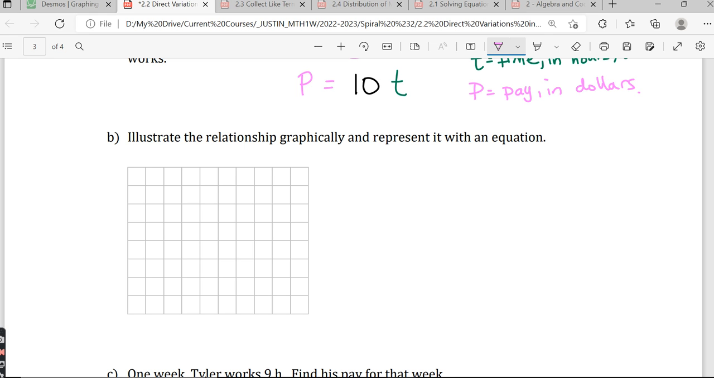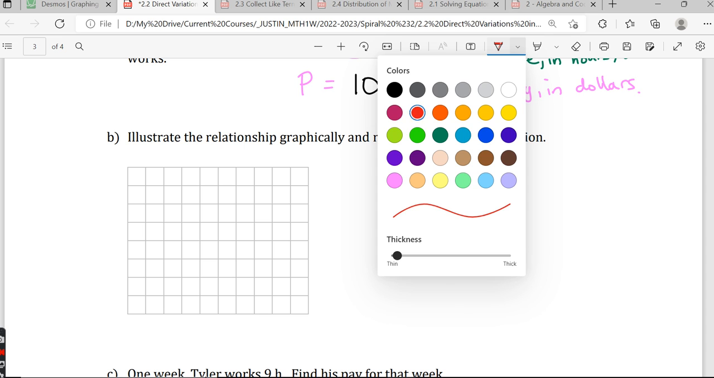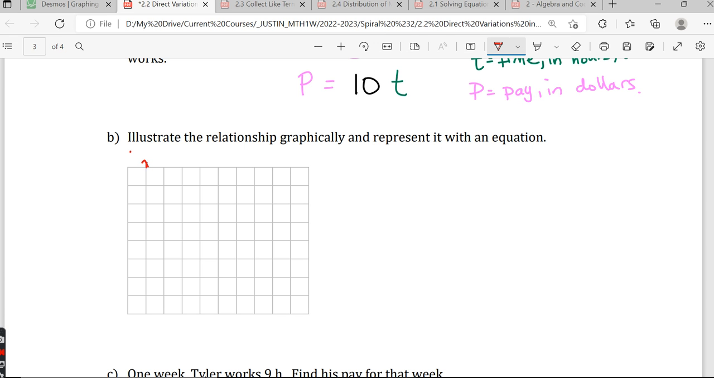Illustrate the relationship graphically and represent it with an equation. Whoops, I already did the equation. It's up top, P equals 10T. Graphically, I'm not going to do this part. You should be able to. Actually, you know what? No, I'll do it. So we're going to graph it. Use a ruler, which I am not right now. Anyways, you should be using a ruler.